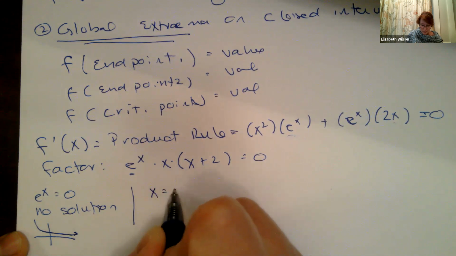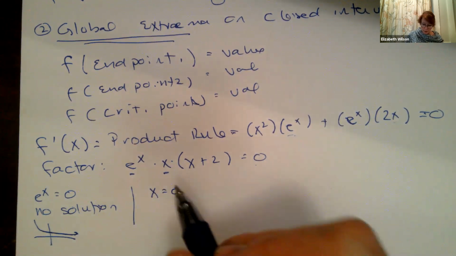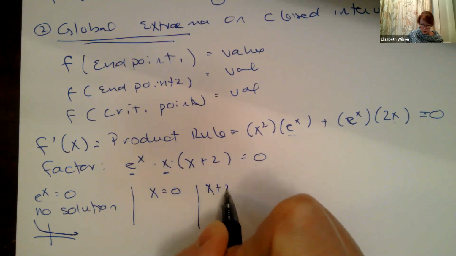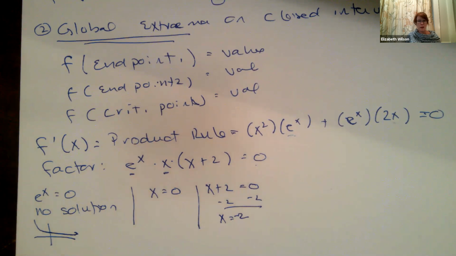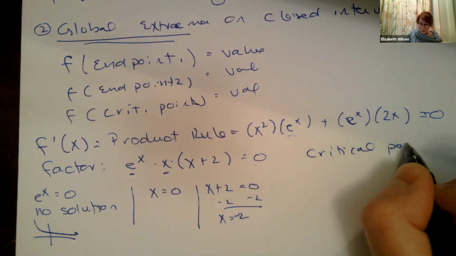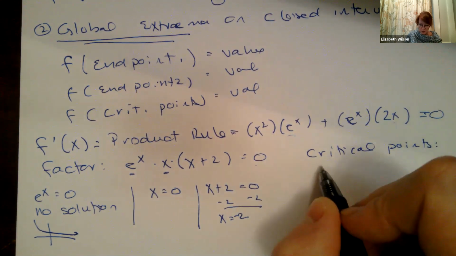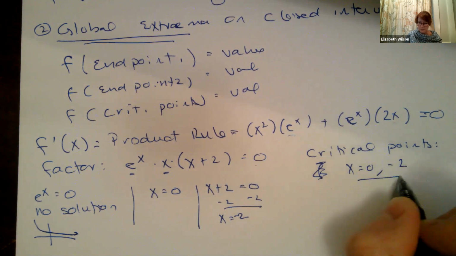So x equals 0, right? This factor. Okay, I found one of my critical points. The other one, x plus 2 equals 0, subtract 2, so x equals minus 2. So I found my critical points. They also happen to be within my interval. So critical points: x equals 0, x equals minus 2.